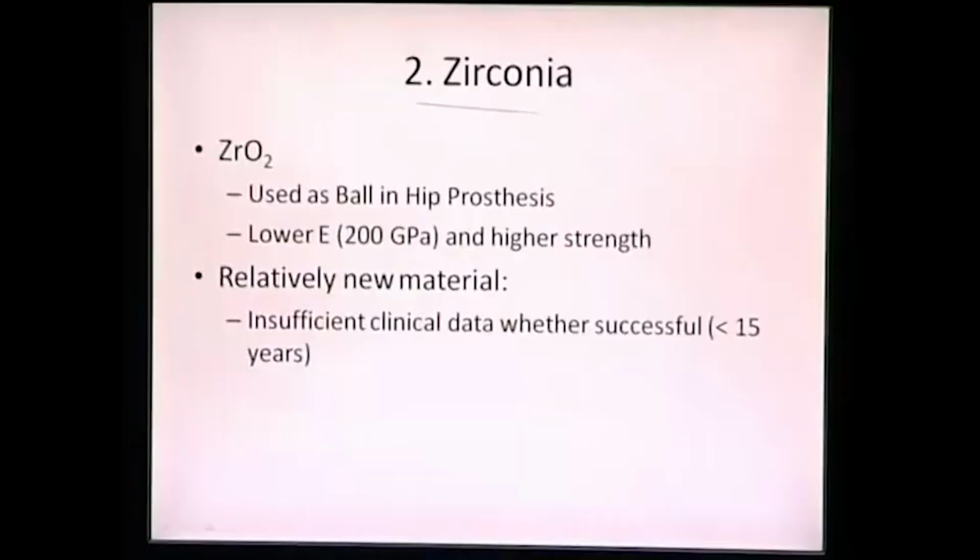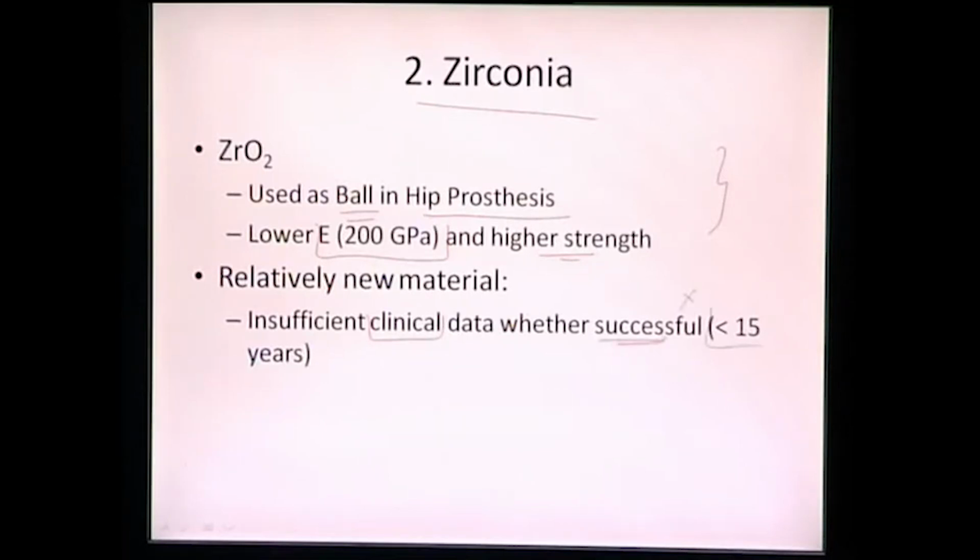And the second inert material is zirconia. Zirconia is also used as a ball in the hip prosthesis, and the advantage of zirconia is that it has a lower E value, or lower Young's modulus, but it has a higher strength. Zirconia has been used very recently. It has been a very short time, so there is not sufficient clinical data available to state whether zirconia is highly successful or not.